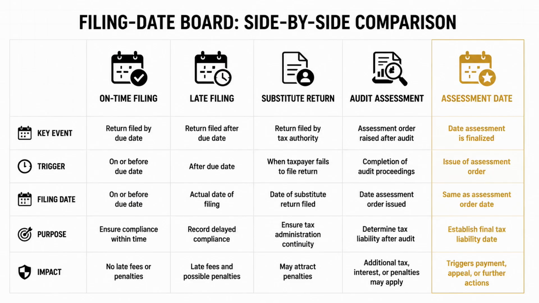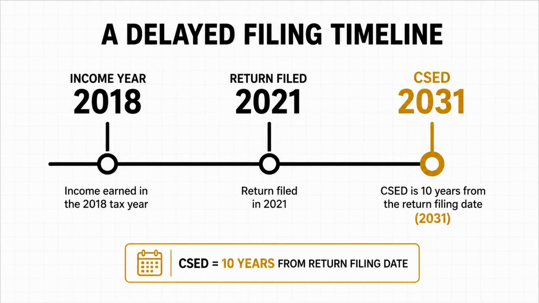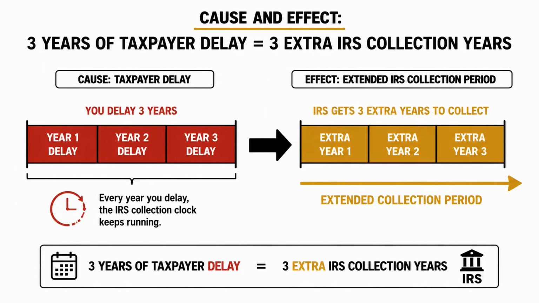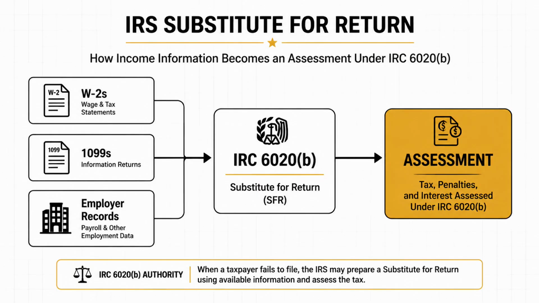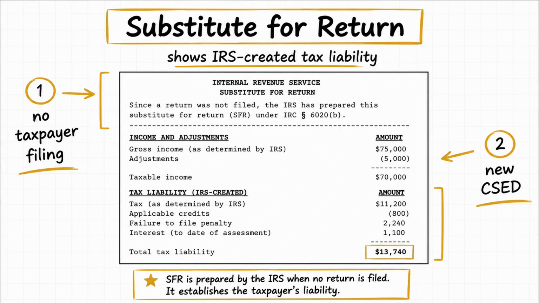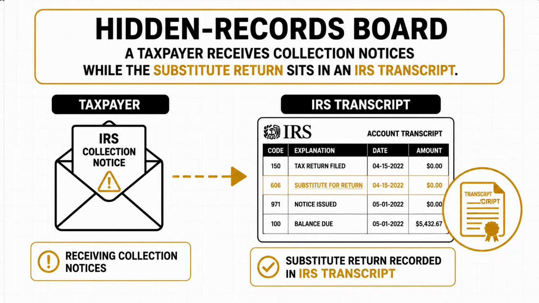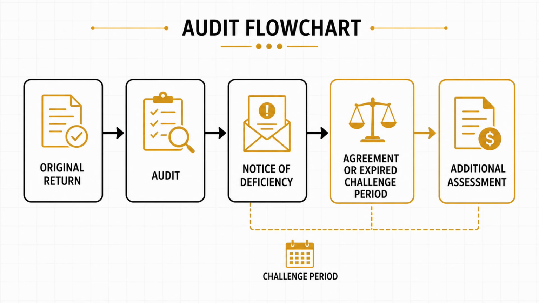The CSED is not a passive countdown working in your favor. It is a managed deadline, one the system can extend through specific legal mechanisms that look, from the outside, like normal steps toward resolution. Not everyone's 10-year clock starts on the same day as their filing date. For most people who file on time and owe, assessment follows filing within weeks. But there are situations where the assessment date comes later, sometimes years later, and each one creates a separate, independent CSED. A late filing is the most common.